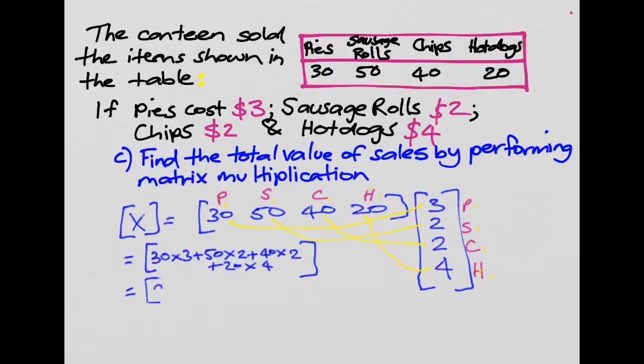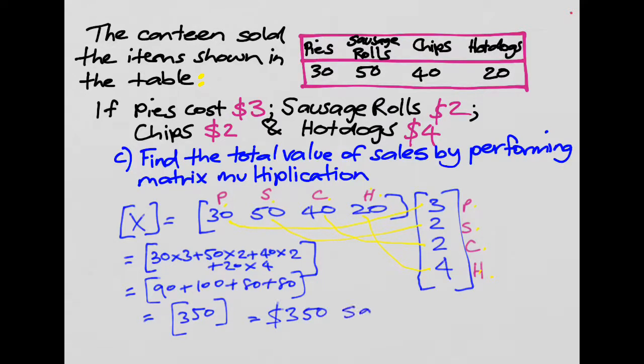And that equals 90 plus 100 plus 80 plus 80. The final answer being 350. That means that there is a total of $350 worth of sales.